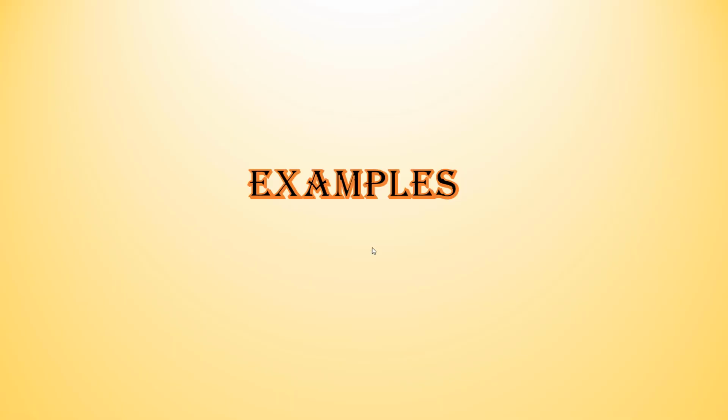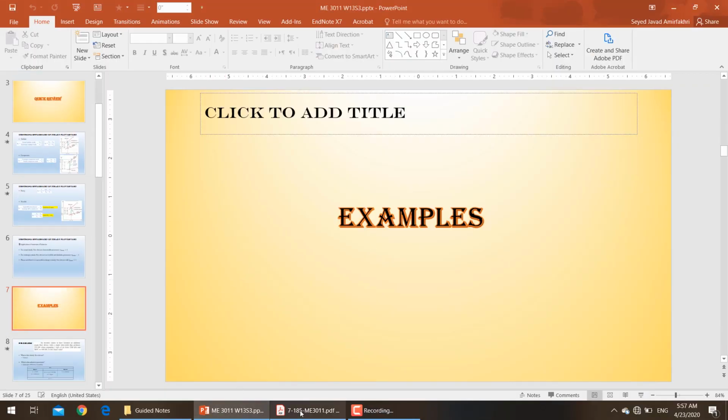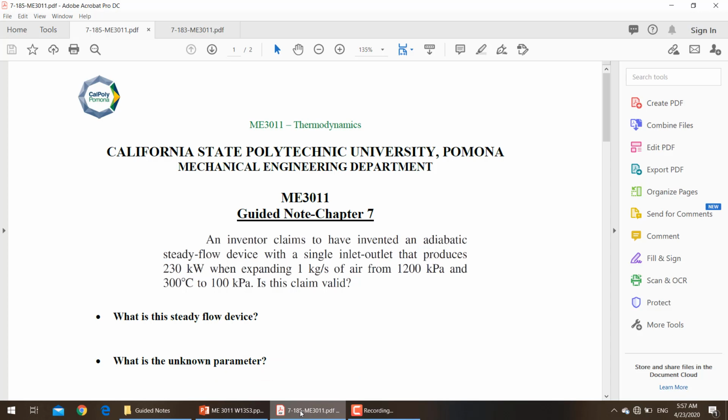Let's go over three examples, and this is the remaining part of my lecture. I will go over three examples. For the first one, please open the guided note available on the blackboard. The first one is about a claim regarding an adiabatic steady flow device.